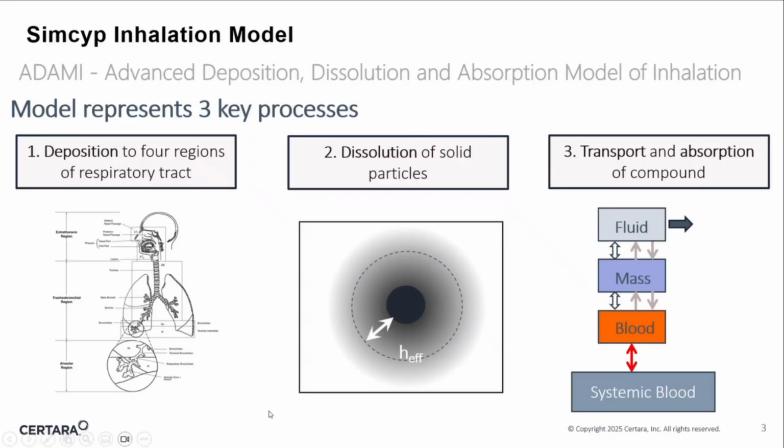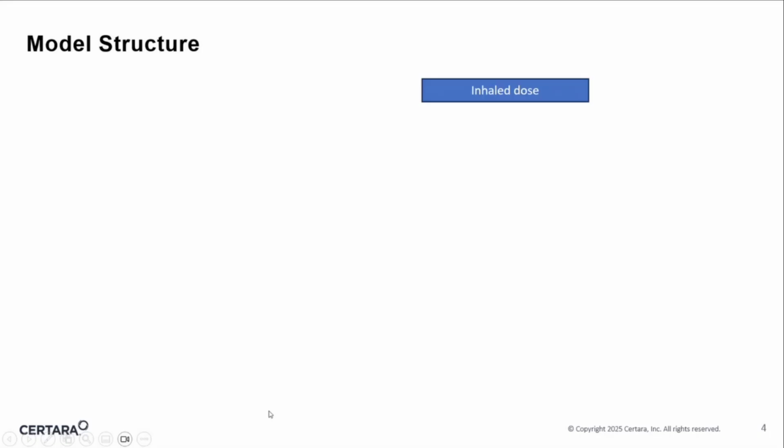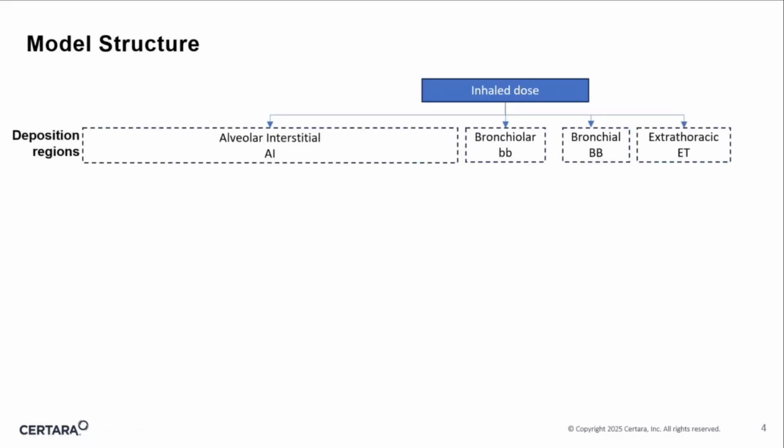So I'll show how those processes map onto the overall model structure. Starting with the inhaled dose, we have deposition. Different fractions of that dose are deposited in the different regions. There's the extrathoracic region, then the 2 airway regions, the bronchial and bronchiolar, and then the main lung region, the alveolar interstitial. Not all of the dose is necessarily deposited in those regions, depending on what the device type is and how it's being represented. A fraction of the dose can be exhaled.